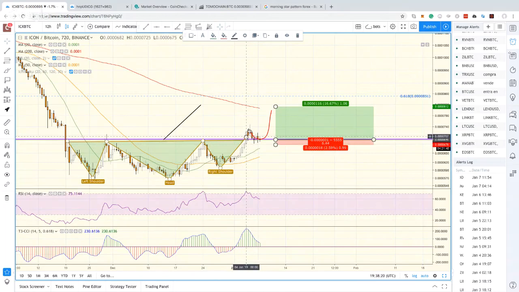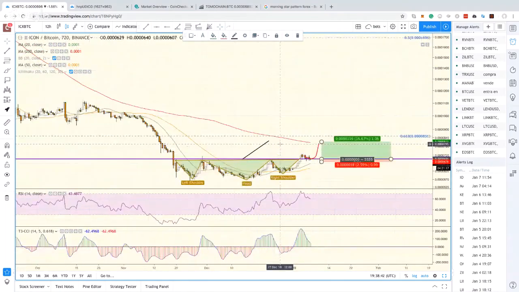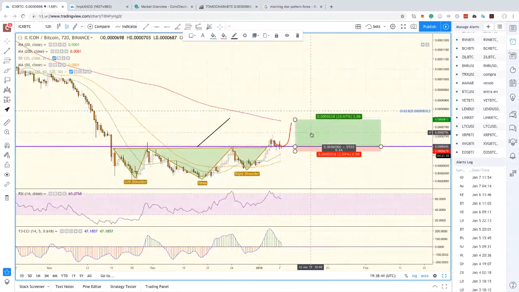Look how it broke up right now, consolidating above the neck of the inverted head and shoulders. If you want to buy it here, I wouldn't blame you. This is a good risk reward ratio. You set your stop loss at 678. This is a good trade. I'm just going to keep a record of this one, and I'll write more about this trade in the Telegram channel.